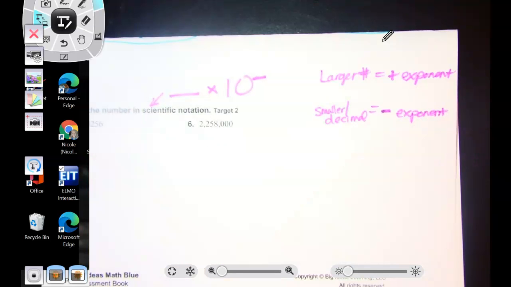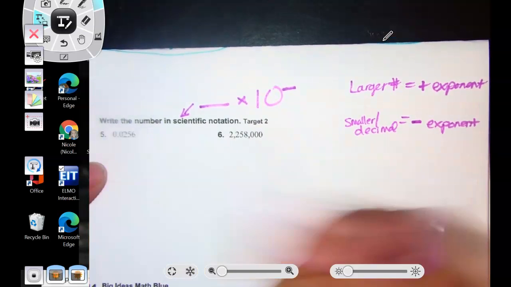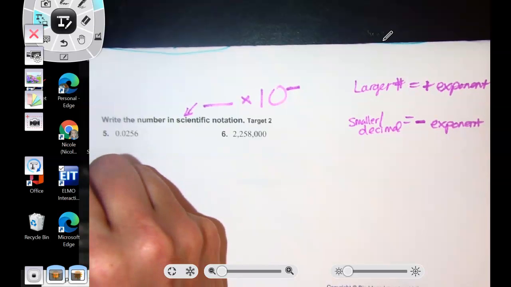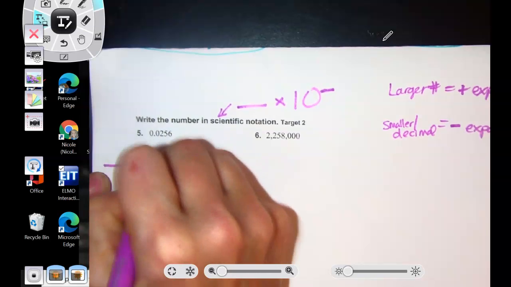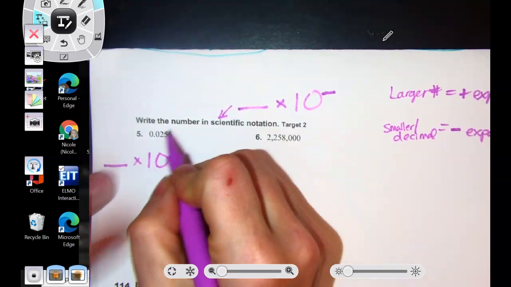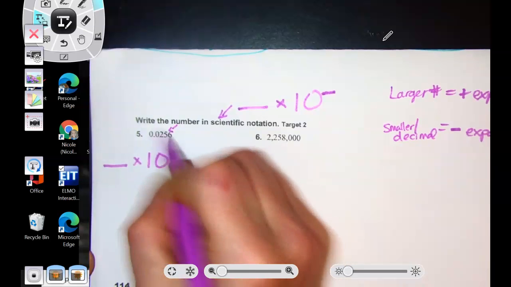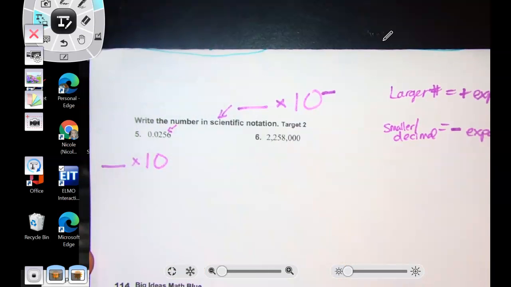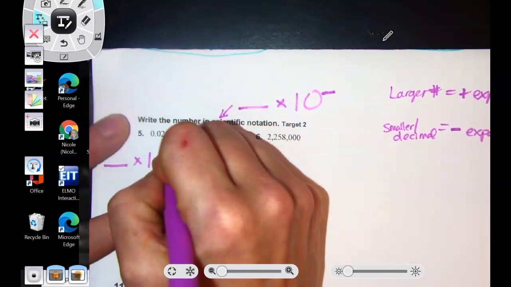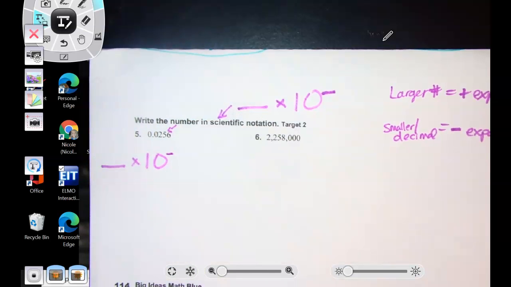Okay? So we know that part. So let's look at this one. And one of the decimals is already in there. It's really nice for us. And I'm going to go ahead and put our little cheat sheet there. We know it's something times 10. And then right away, I know this is a smaller number to begin with, right? It's in decimal form. So my exponent is negative. So I'm going to go ahead and put the negative sign up there already because I know that that's going to be negative.